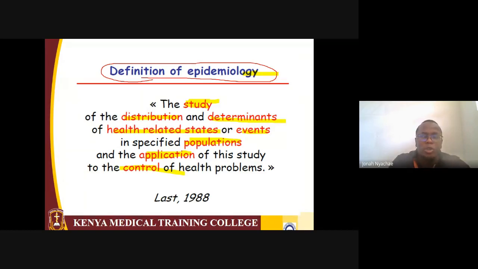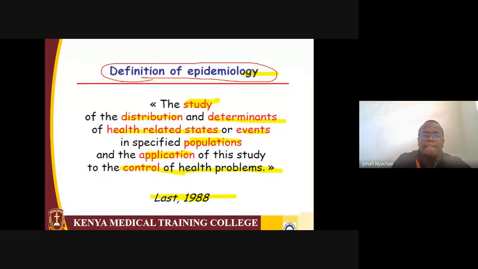The study of distribution, we are looking at distribution in terms of regions, and in terms of time, and also determinants. What are these factors that can cause disease? So the study of distribution and determinants of health-related states or events in specified populations, and application of those studies to control health problems. That one was defined by Last in 1988.